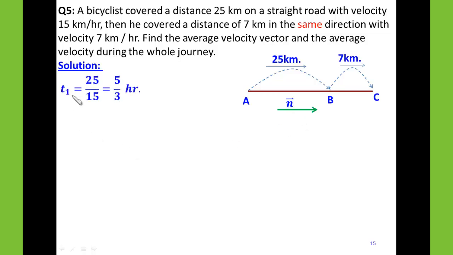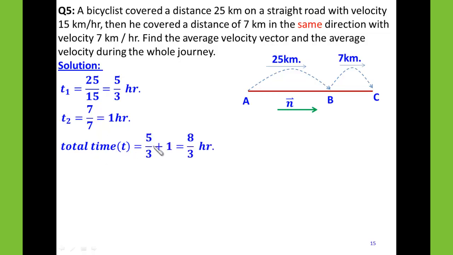And we calculate the time taken on the first stage. It's 25 over 15 equals 5 over 3. 25 is the distance over the velocity, equals 5 over 3. And T2 equals 7 over 7, which equals 1 hour. The time equals the distance divided by the velocity. So the total time T equals 5 over 3 plus 1, which equals 8 over 3. We need the total time to calculate the average velocity vector.